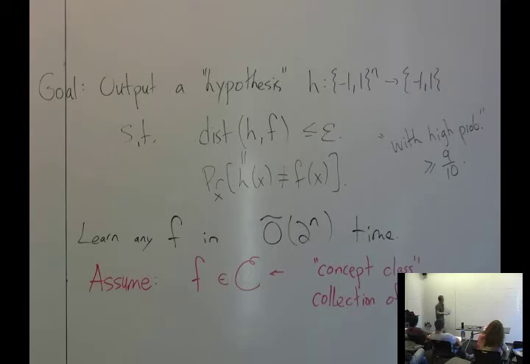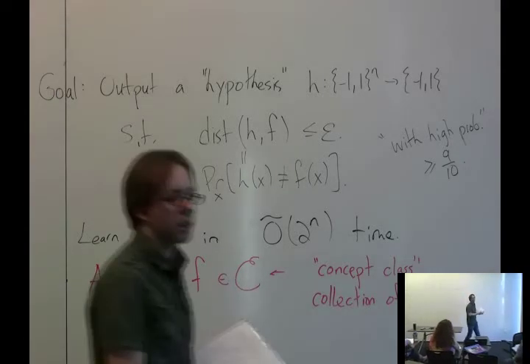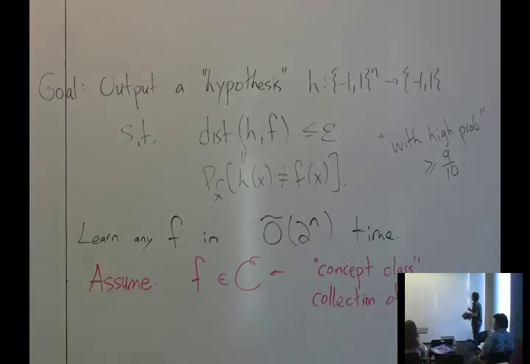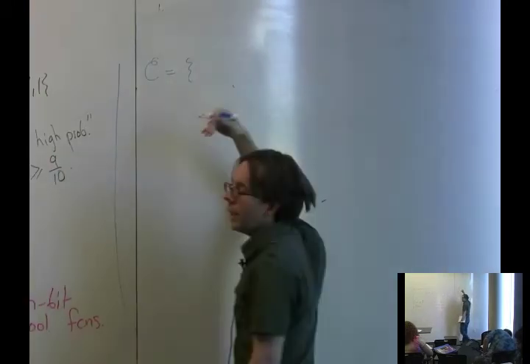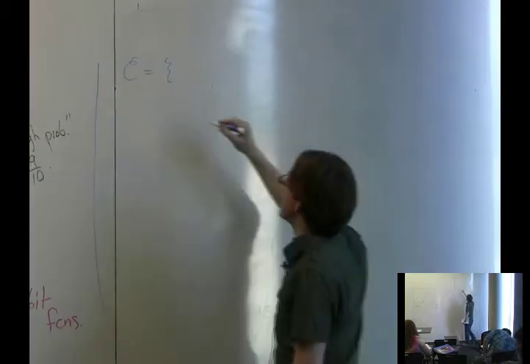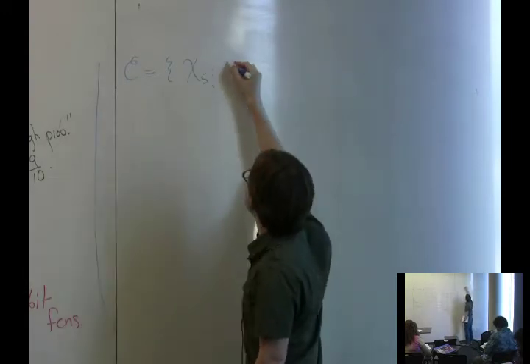But let's do an example that will tie back in to what we were talking about with property testing and testing linearity, just to make sure that we have the model down. So let's imagine the learning problem in the case where we're trying to learn an unknown parity, or linear over f2 function. So let's imagine the concept class, which is all functions that are parities of some subsets of the bits.